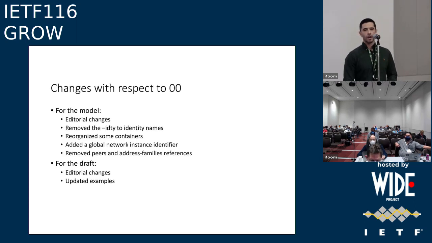Next, please. A couple of changes from the last version, mostly editorial for the draft, and we updated an example in the draft itself, and for the model, tons of editorial changes. We had to remove the IDTY from the identity names, so we did that. We reorganized containers. The model references network instances, the ones on the VRFs, directly by name, but for the global network instance we didn't have a way of referencing it, so we added an identifier. And we removed peers and address family references because they referenced the global network instance, and that made no sense for the model.